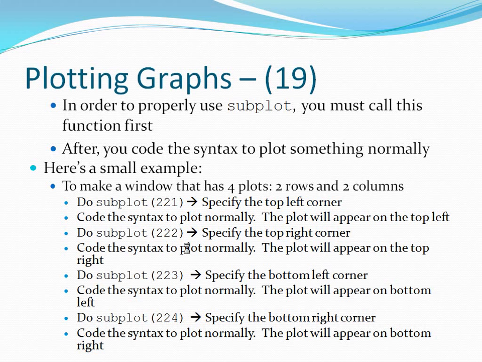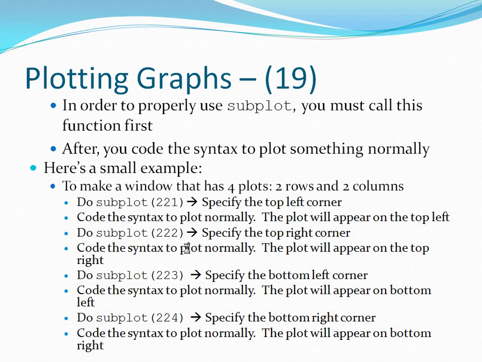You have 2 rows and 2 columns, which means that you're going to have 4 plots. So the index is going to go from 1 to 4. So it's going to go left to right and top to bottom. So if you do subplot 2, 2, 1, what this will do is that it specifies the top left corner. You code the syntax that you need to plot the graph normally, and then the plot will finally appear in the top left corner.